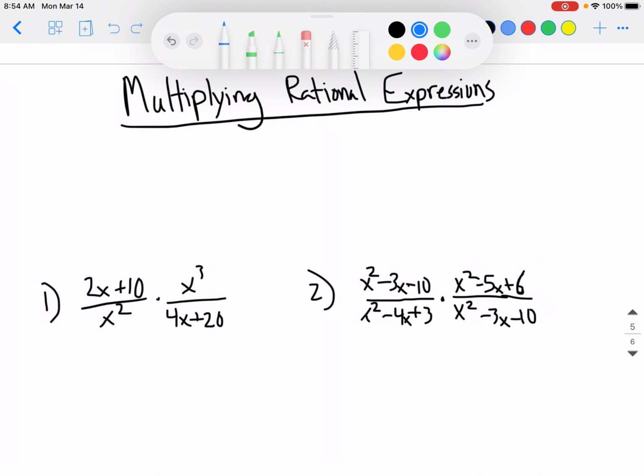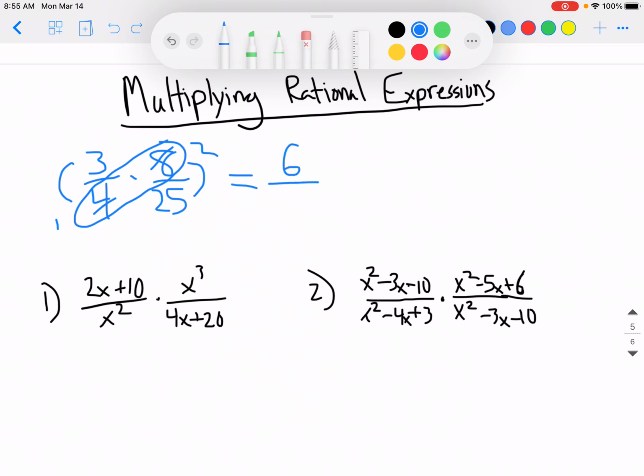And so our process for multiplying something like, let's say we have 3/4 times 8/25, is going to be the same, but with these algebraic expressions. So we want to see if there's anything we can simplify in the numerator or denominators of each fraction. Then if that doesn't work, we'll see if we can simplify something diagonally. So for example, the 8 and the 4 reduce to 1, and then we end up getting 6/25.